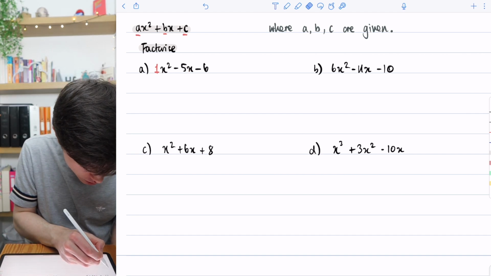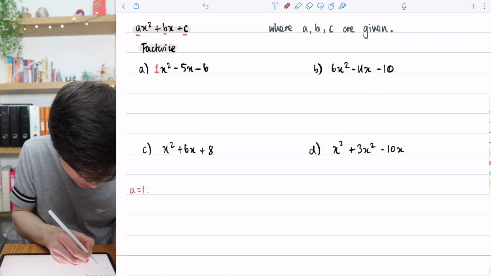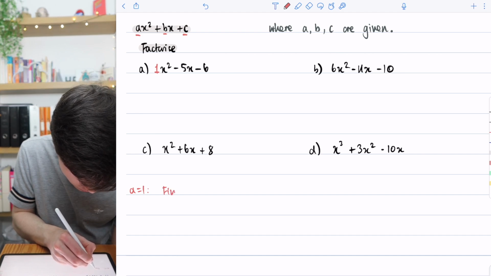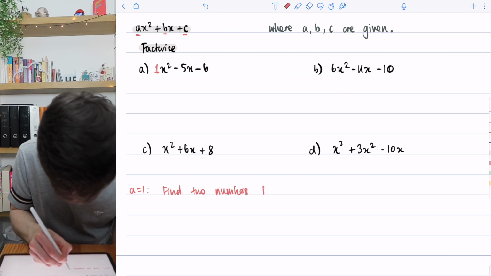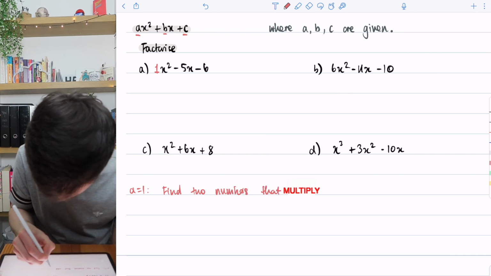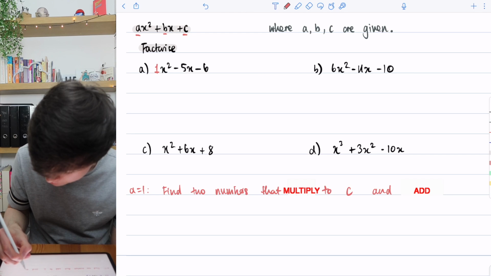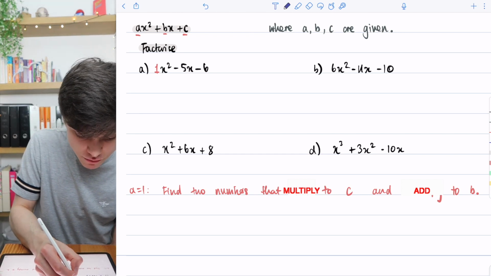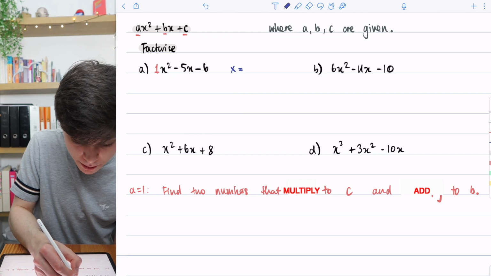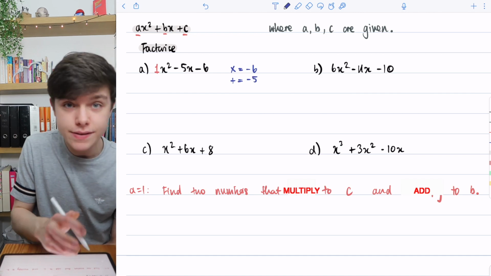So when we've got a equal to 1, we want to find two numbers that multiply to give c and add to give b. So what I do at the side here is I say, right, for example A, we want two numbers that multiply to give me minus 6 and add to give me minus 5.